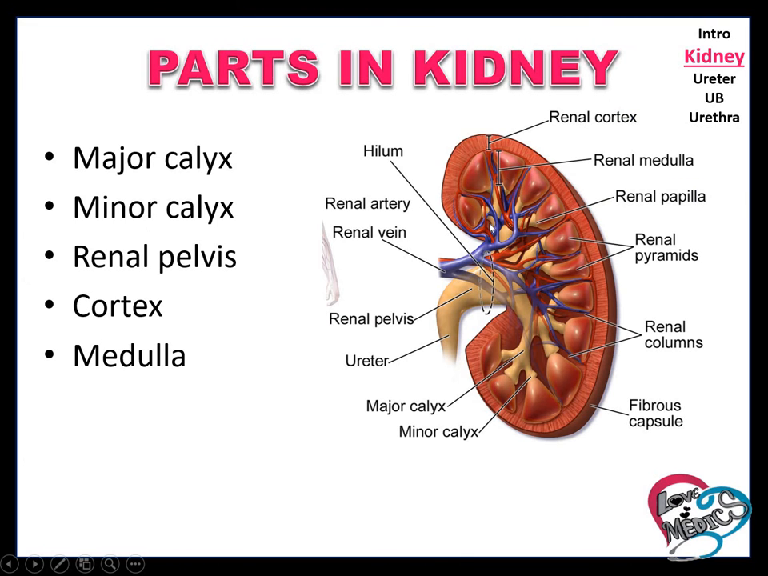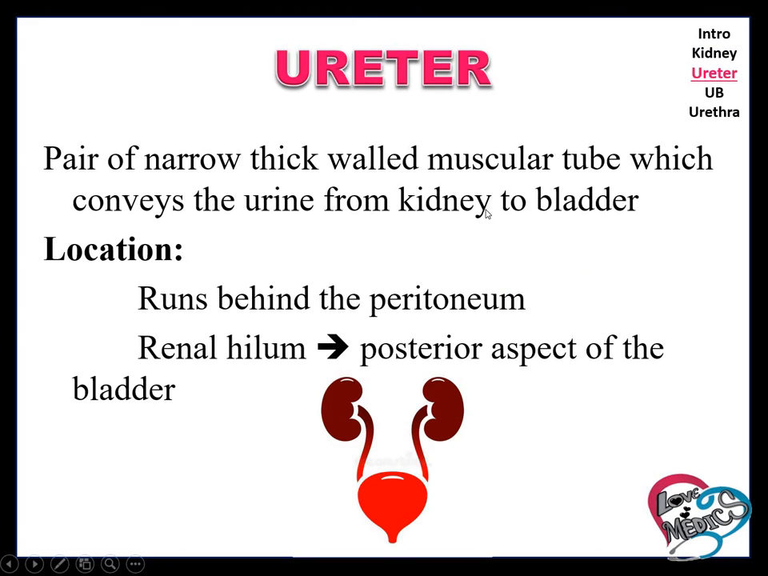Parts in the kidney: minor calyx, major calyx, renal pelvis, ureter, renal artery, renal vein, hilum of the kidney. These are present. Now the ureter.